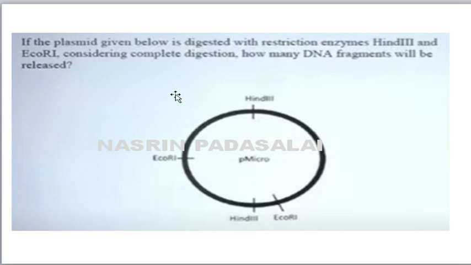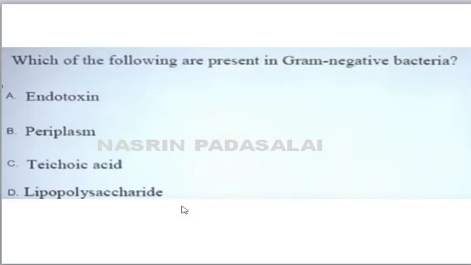Next thing, this is the easiest question. The plasmid given below is digested with restriction enzymes HindIII and EcoRI. Consider a complete digestion process. So here they have given complete digestion. How many DNA fragments will be released? So they are digesting with both HindIII and EcoRI. This is the plasmid map. So 4 fragments will be generated. You can check this with your friends also. Here there are 2 HindIII sites, so 2 fragments will be generated, and again 2 EcoRI sites are there, and it will cut at 2 points. So in the gel also you will get 4 DNA fragments.